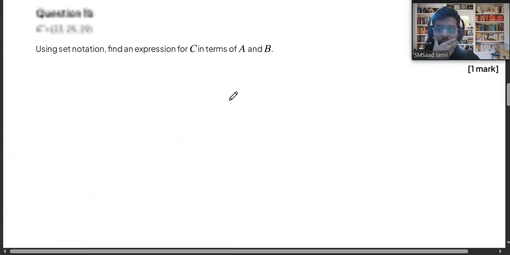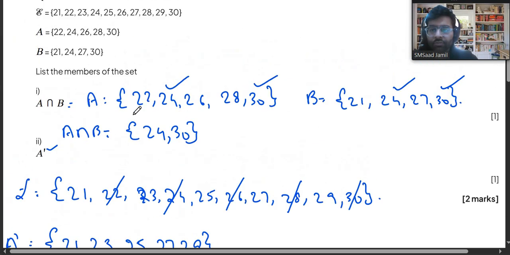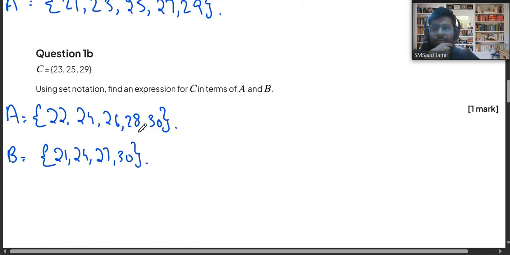Now moving on to the next question, it says using set notation find an expression for C in terms of A and B. So first let me write down A for you. A is 22, 24, 26, 28, 30. Let me write it down. So now I have written the sets of A and B, and elements of C are 23, 25 and 29. Alright. So now it says using set notation find an expression for C in terms of A and B.